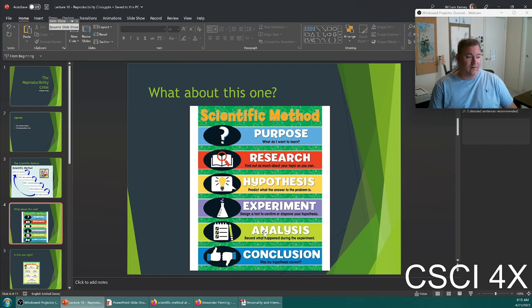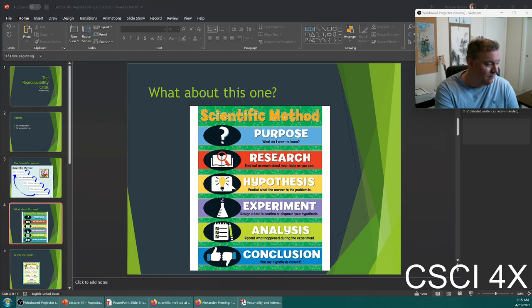The meta-analysis is that because you're synthesizing the results of lots and lots of papers.